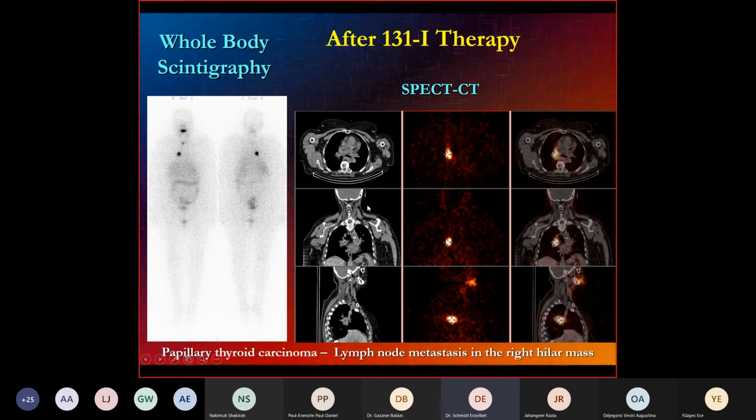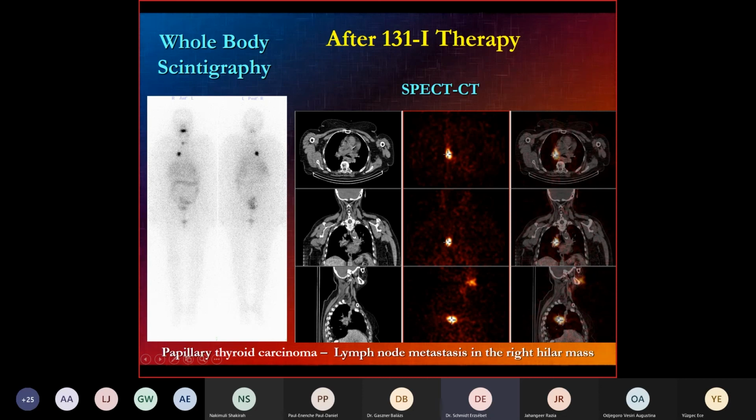Using multimodality, hybrid imaging technology, a combined imaging device, that means a transmission CT and a SPECT, single photon emission computer tomography, in one instrument, we can localize the pathological accumulation in the right hilar mass. It is a pathological lymph node, a lymph node metastasis of the papillary thyroid carcinoma.